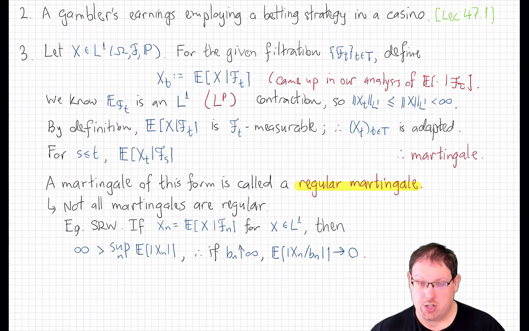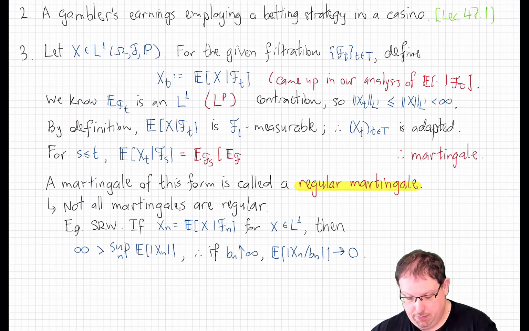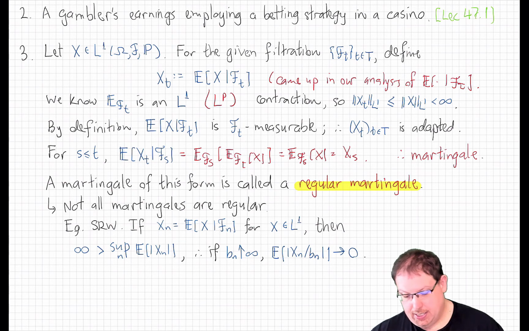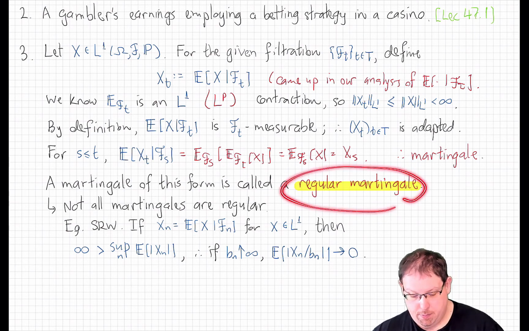And now finally we can just check the martingale property. Given s less than or equal to t, if X_t is conditioned on F_s, well, again, we can use the tower property. This is conditioning on F_s, and then by definition, X_t is the conditional expectation on F_t of X. But by the tower property, since F_s is contained in F_t, this is the same as just the conditional expectation on F_s of X, which is the definition of X_s, and therefore X_t is a martingale process. This particular kind of martingale is called a regular martingale.